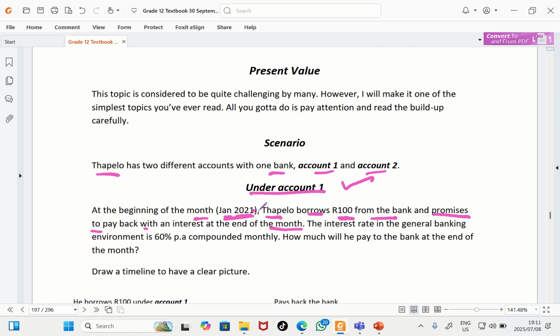So now this guy, at the beginning of January, let's just say the 1st of January 2021, assume that's today, borrows 100 rands from the bank and promises to pay at the end of the month, not at the end of the year. At the end of the month with interest. Now the bank tells him the interest rate in the general banking environment, or for that account, is 60%. It's a high number, but I'm just using 60% for the ease of our calculations. So the interest rate is 60% per annum compounded monthly.